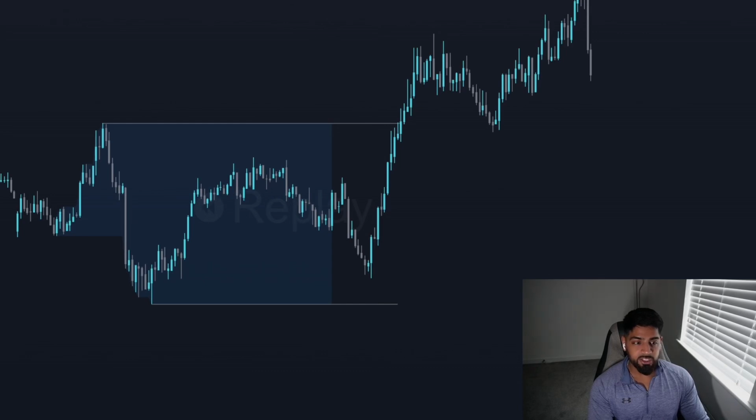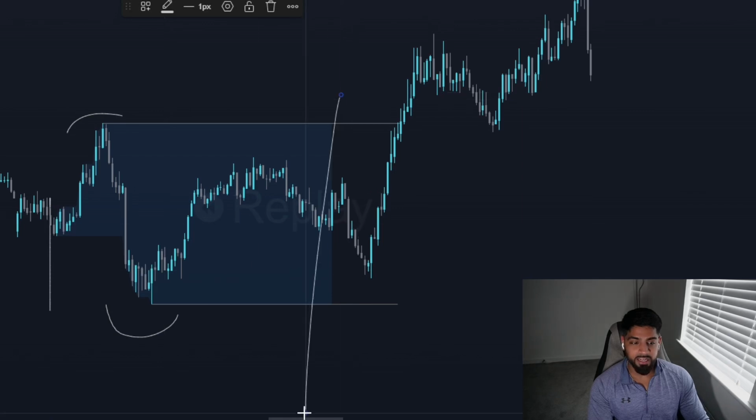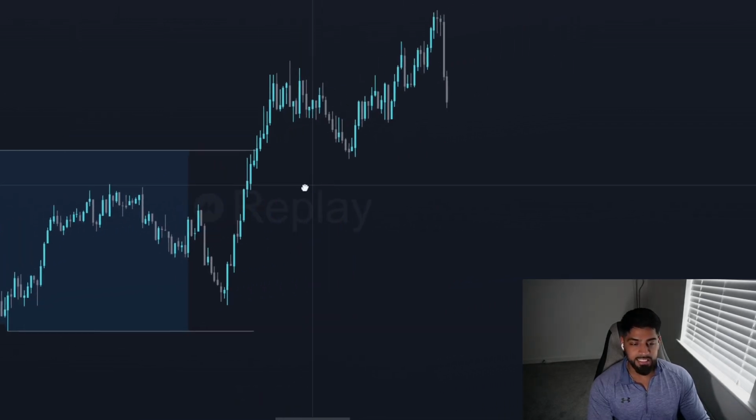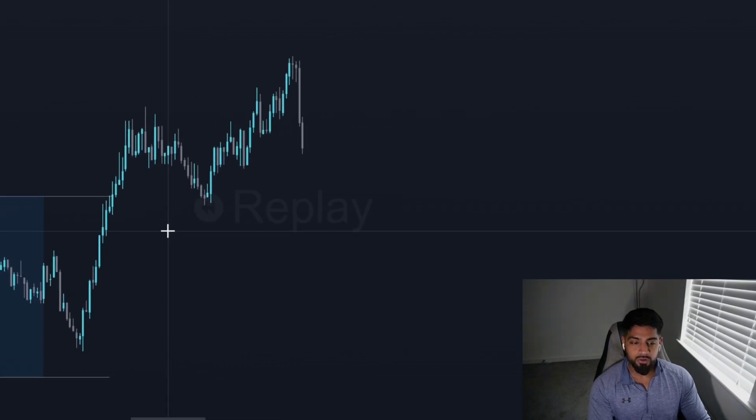Now, for me, the Asia session range high and low is indicated by the market structure that is created between the times of midnight and 7 a.m. UK time. So I mark that out and then I move on to the next step. And the next step is to simply follow structure.